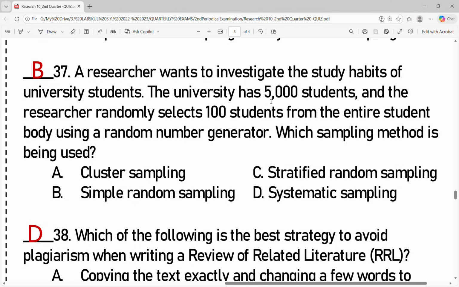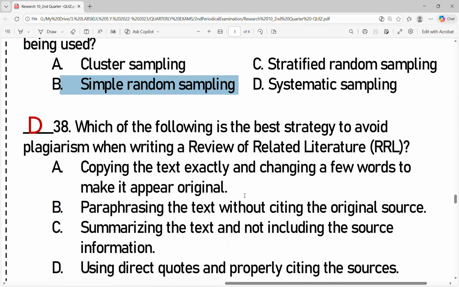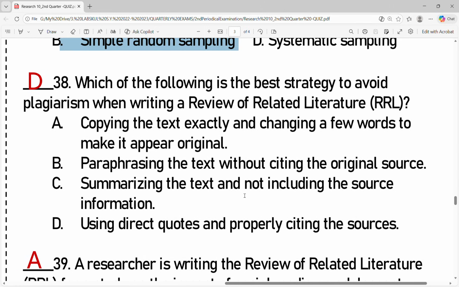37. A researcher wants to investigate the study habits of university students. The university has 5,000 students and the researcher randomly selects 100 students from the entire student body using a random number generator. Which sampling method is being used? So if you notice, 5,000 students and all of them has an equal chance to be selected to become participants or respondents of the study. So it randomly selects 100 out of those 5,000 students. So this is an example of a simple random sampling. Number 37, the answer is letter B, bravo.